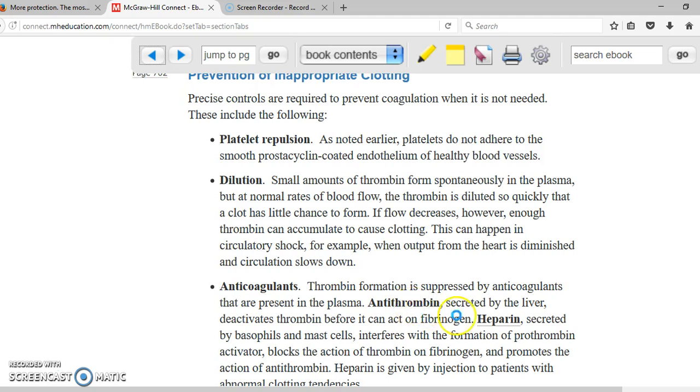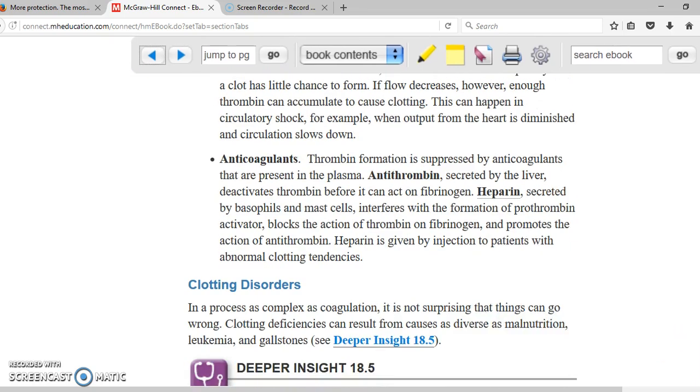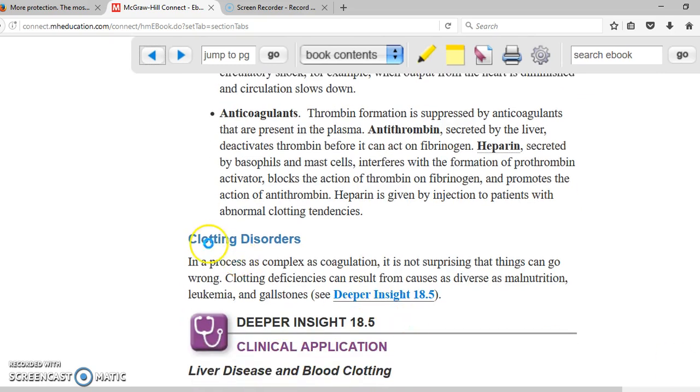Also, you have heparin. Heparin is produced and released by the basophils. Heparin is also another anticoagulant. So these three are the mechanisms that we are going to use in order to stop blood clotting when it's not supposed to happen. And then after that, we have clotting disorders.